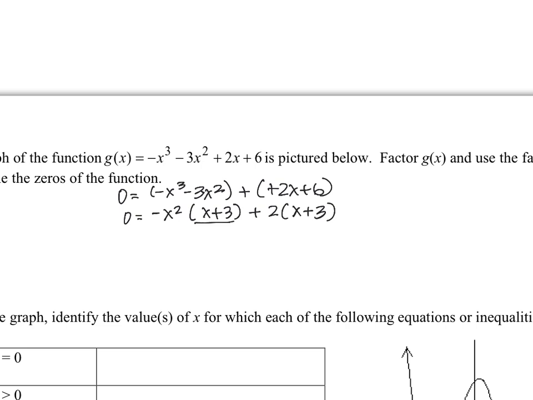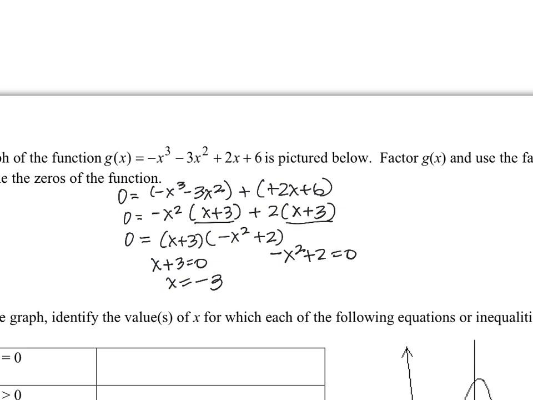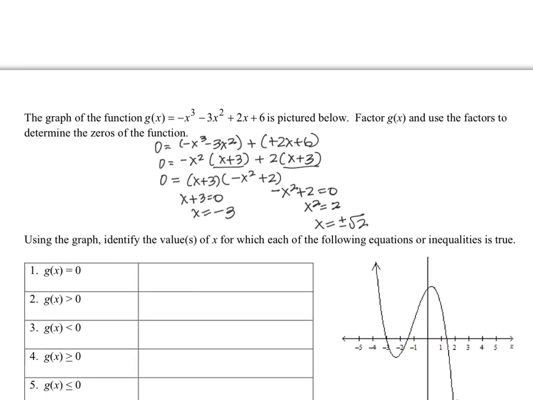And remember, these things need to match. If they don't, you can't use grouping. So what do they have in common? They both have an x plus 3. So what would be left if I take that out? Negative x squared plus 2. So I know that x plus 3 is 0, so x would be equal to -3. And on this other one, I'd get negative x squared plus 2 equals 0, so x squared is equal to 2, so x is positive or negative square root of 2. So these are my zeros.